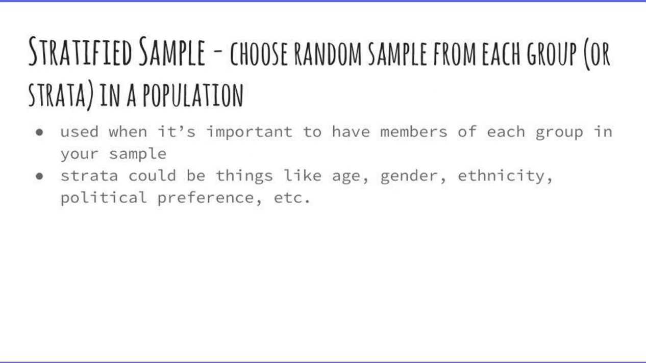Alright, second way to take a sample is called a stratified sample. So we're going to break our population into strata. Strata means groups. Our groups could be things like age. So we could say 0 to 10 years old is one strata, 10 to 20 is another strata. We could break them up like that. We could break them up by gender, so all the males are one strata and then all the females are one strata. There's lots of different ways we could break things apart.